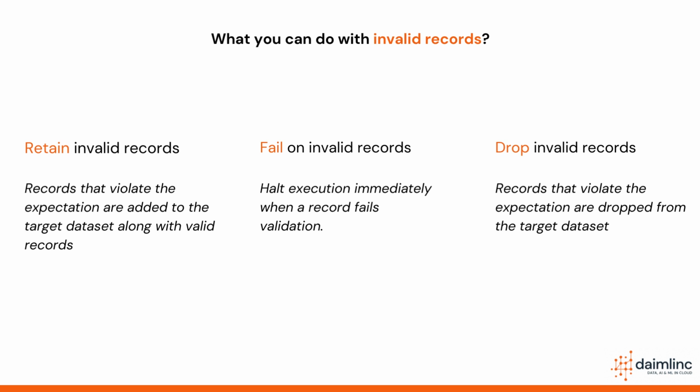This is one of the most important features of DLT: how to handle invalid records. There are 3 ways in which you can handle invalid records. First is to retain invalid records, that is, the records that violate the expectations are added to the target dataset along with the valid records. The second is to fail on invalid records, that is, halting the execution of the pipeline immediately when a record fails validation. The third is dropping invalid records, where records that violate the expectations are dropped from the target dataset.